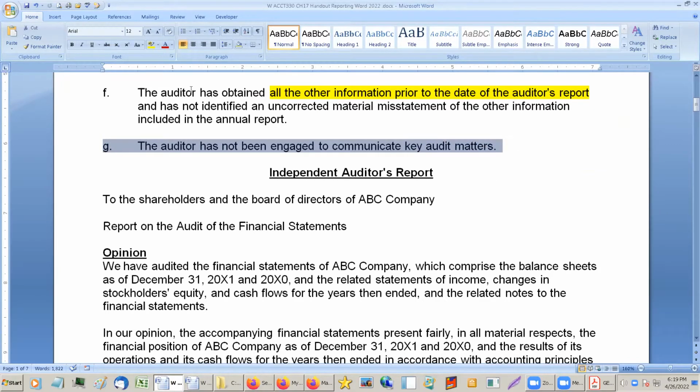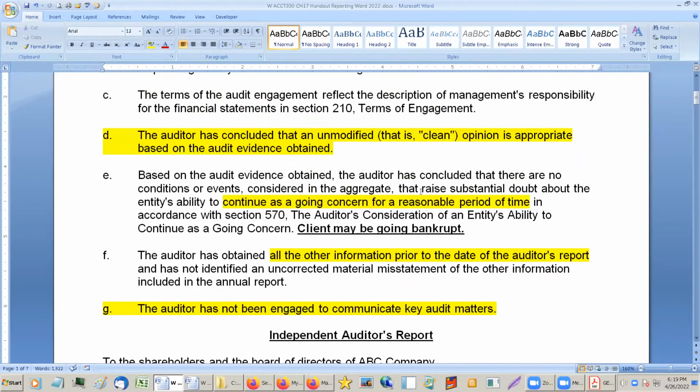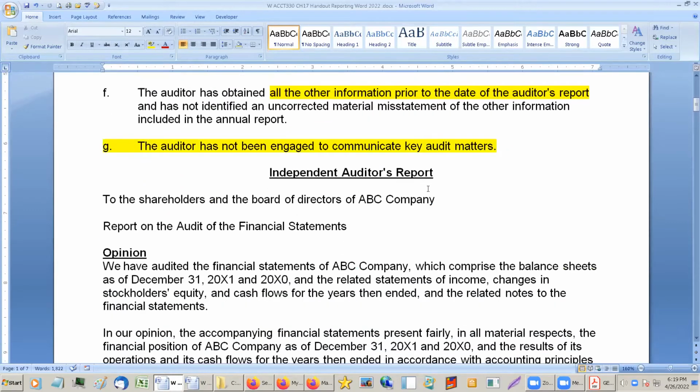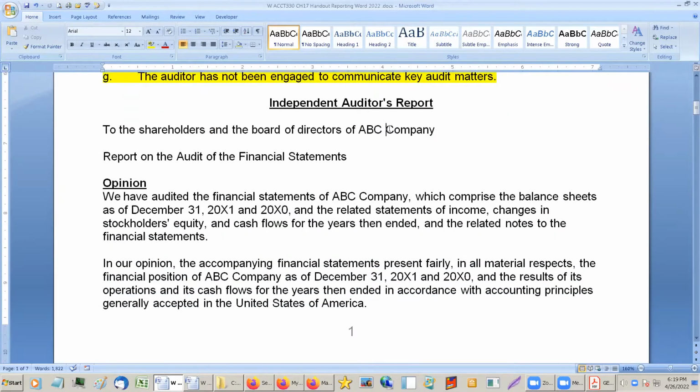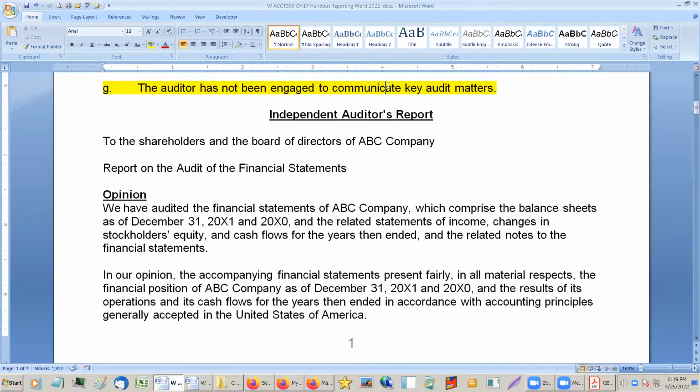And here's a weird one. The auditor has not been engaged to communicate key audit matters. And we'll talk about that in a minute when we get to the key audit matters part.